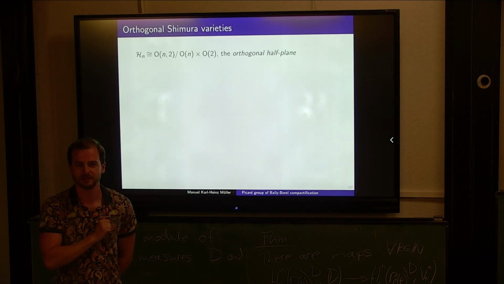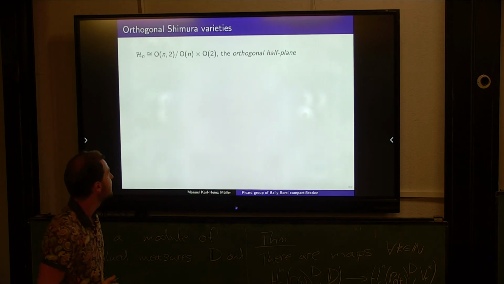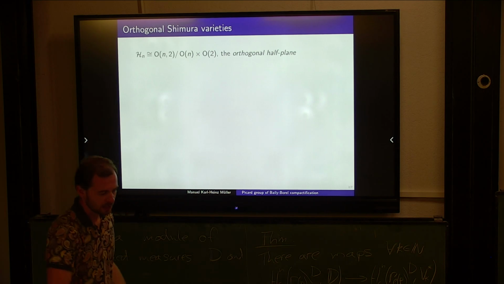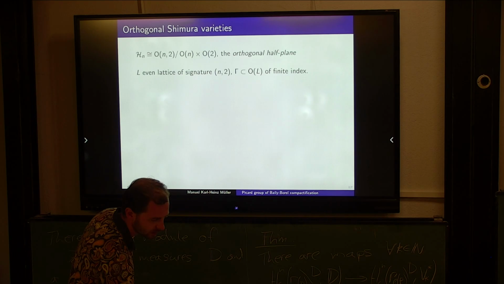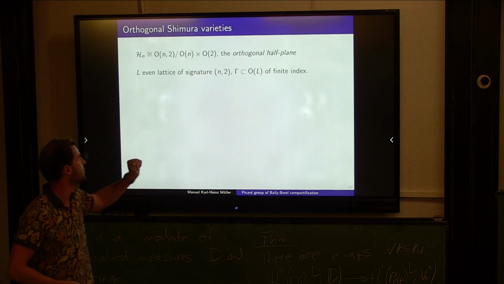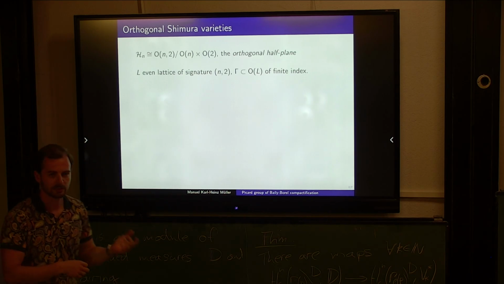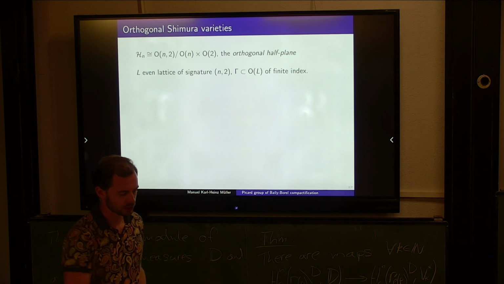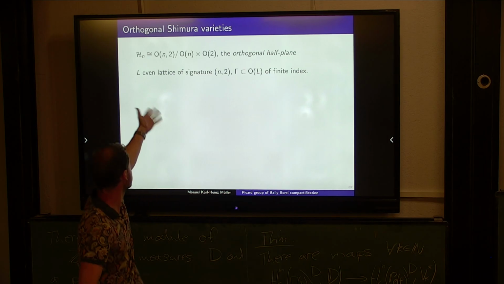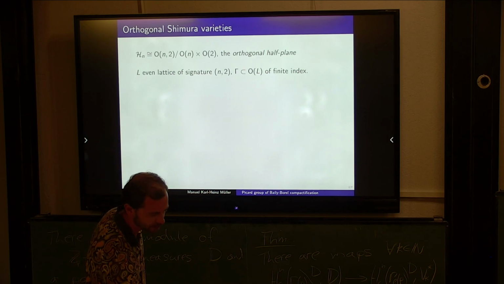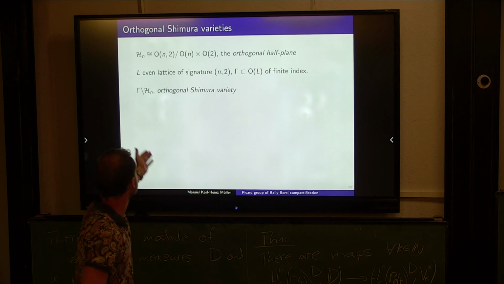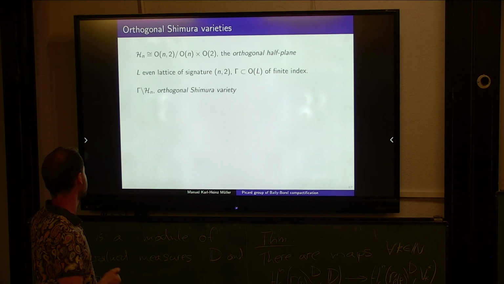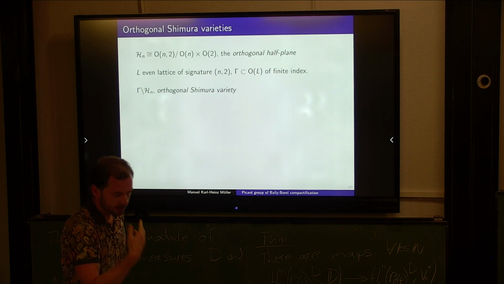About the orthogonal Shimura varieties, because Eugenia already explained it very well. So we have what I call the orthogonal half plane, and then let's say we have a lattice L of signature (n,2), and then maybe a finite index subgroup Γ of O(L). This of course acts on H_n, because it's very clear from this description, and then this quotient H_n mod Γ would in this case be called the orthogonal Shimura variety.